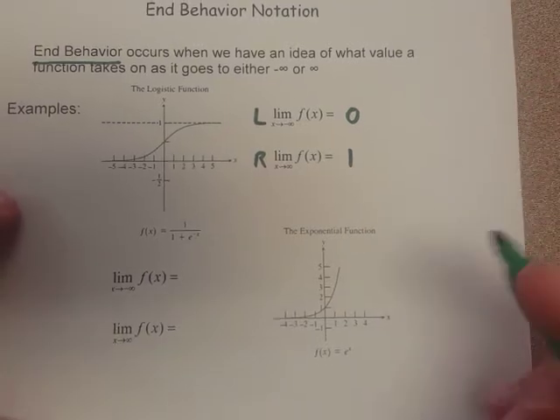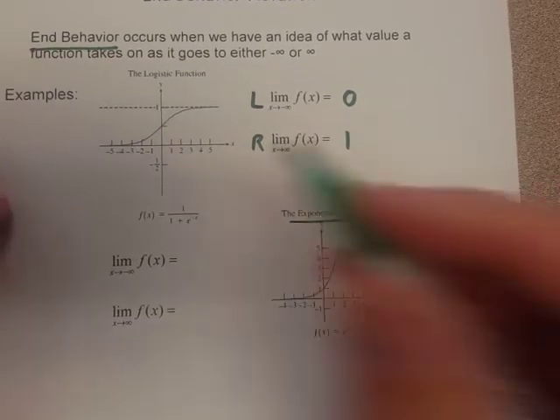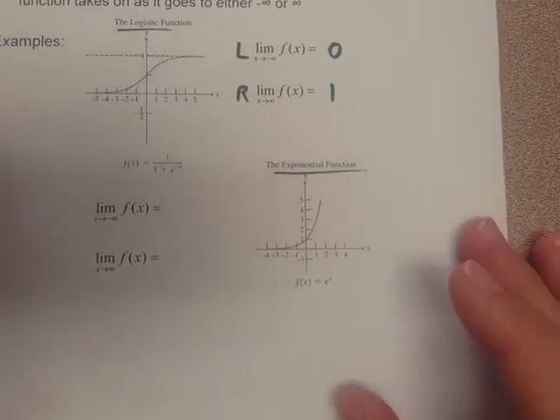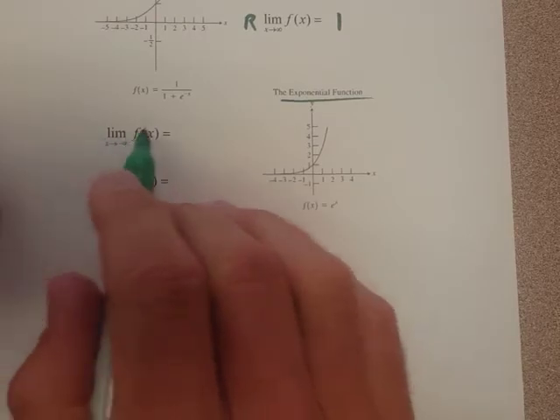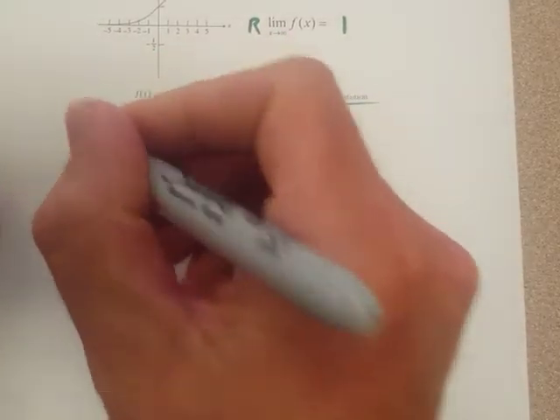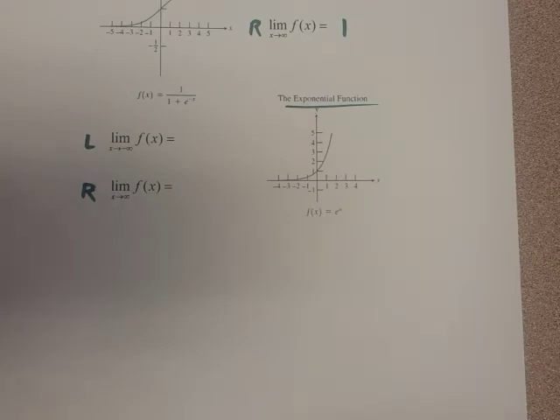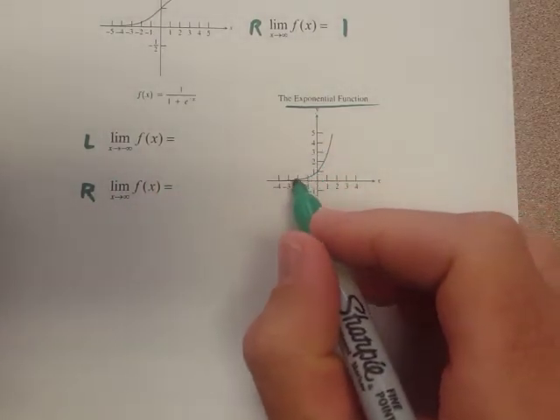The second one uses the exponential function. We've got a little bit different one going on here. The first one was logistic. We'll talk more about that in coming days. But the exponential function is a little bit different because now we still use the same notation. This still means left and this still means right. But now we're going with a different function here.